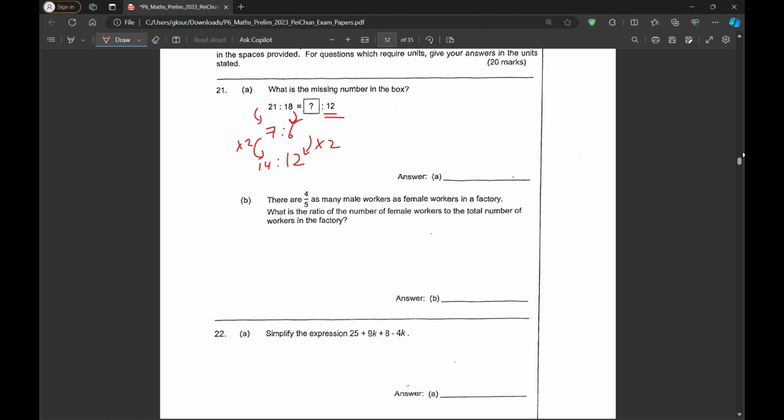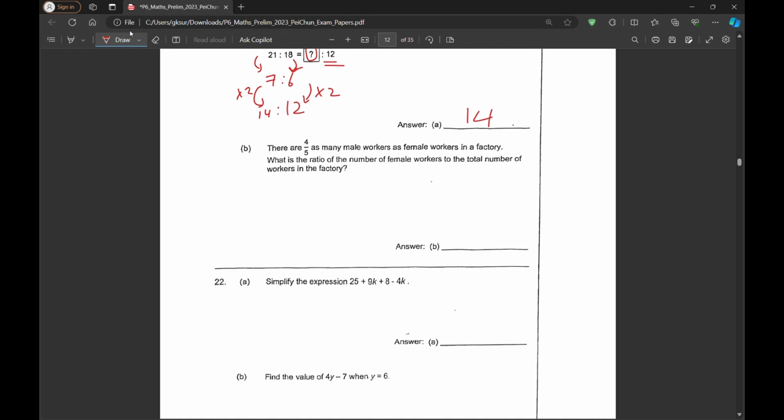So our final answer. However, this is a trick question, as most students will probably write 14 is to 12 as the final answer. However, they are just asking us for what is to be replaced by the question mark over here. So the answer is just 14 for question 21A.